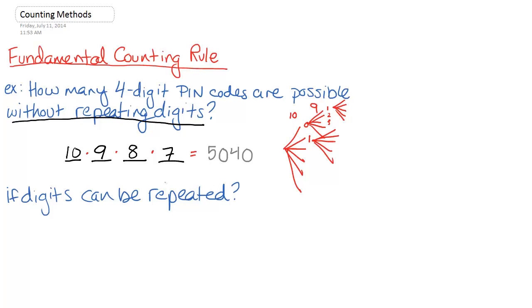If the digits can be repeated, we're going to do the same kind of operation. We still have to pick 4 different options. There are 10 choices for the first, still 10 for the second, 10 for the third, 10 for the fourth, since we can still reuse digits here. So this would be 10 times 10 times 10 times 10, or 1 with 4 zeros, or 10,000. So if you're allowed to repeat digits, we end up with about twice as many PIN codes.